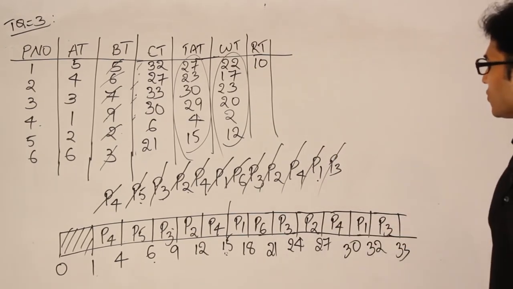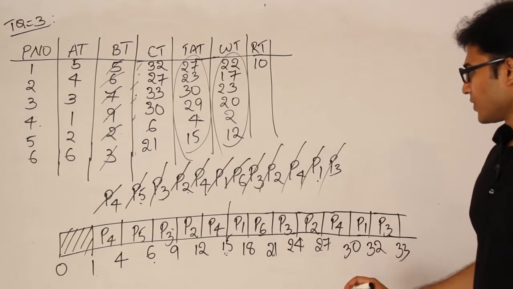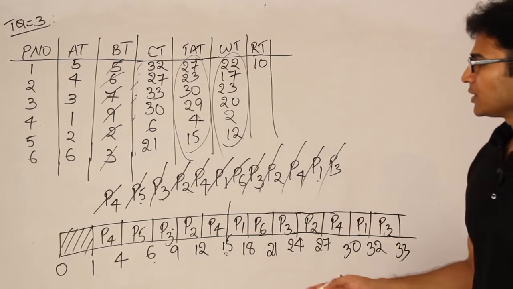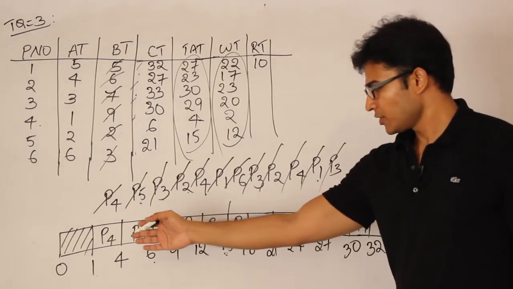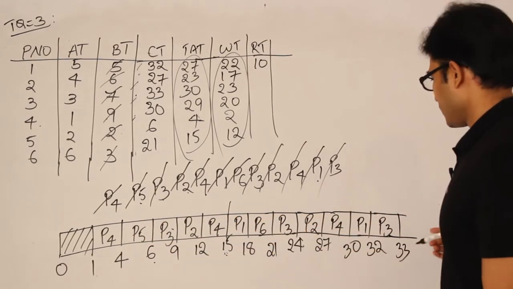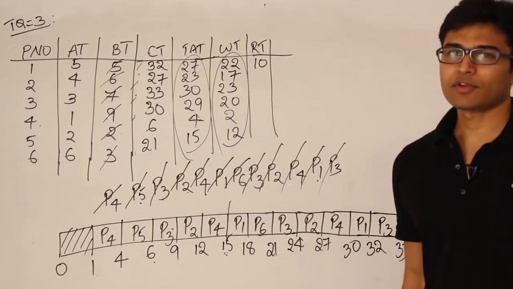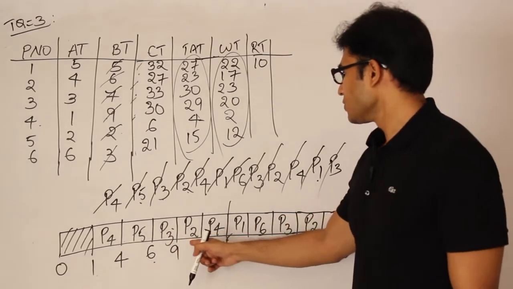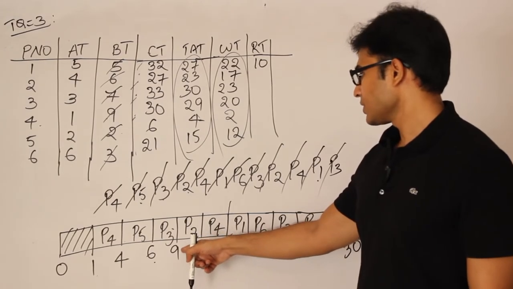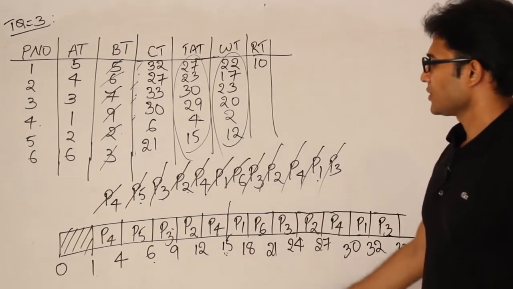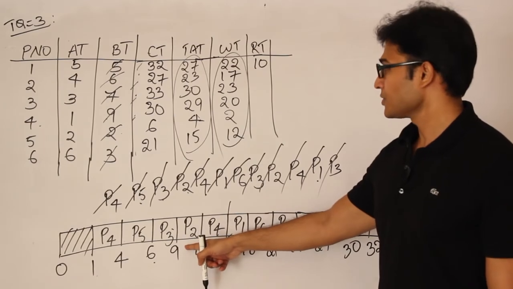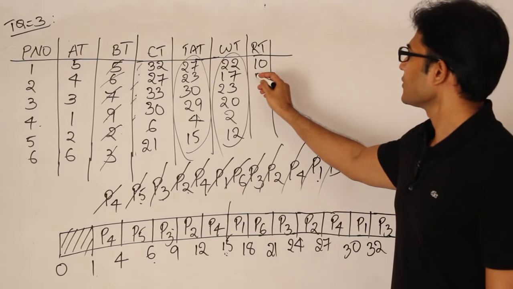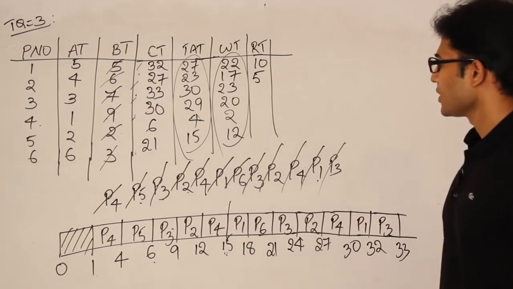And what about P2? When did P2 get scheduled for the first time? Whenever you want to see the first time, you are supposed to come from the left hand side. Whenever you want to see the completion time, you are supposed to come from the right hand side. Now look at P2. You got P2 for the first time at 9, isn't it? So it got scheduled for the first time at 9, but it arrived at 4. Therefore 9 minus 4 is 5. That is the response time for P2.